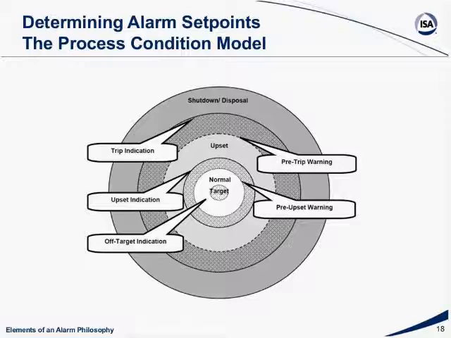But you use the process condition model. You need to know your normal operating ranges. You need to know how fast a system responds, how fast a temperature can change, and choose your set points accordingly so you give the operator as much time to respond as possible.